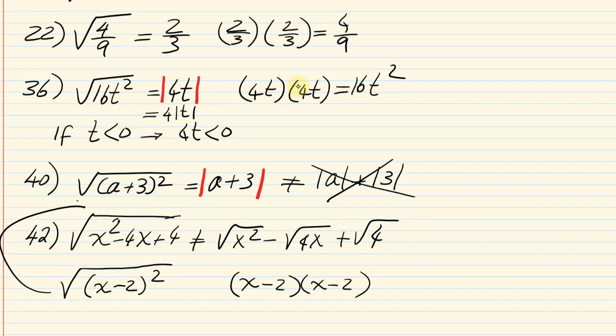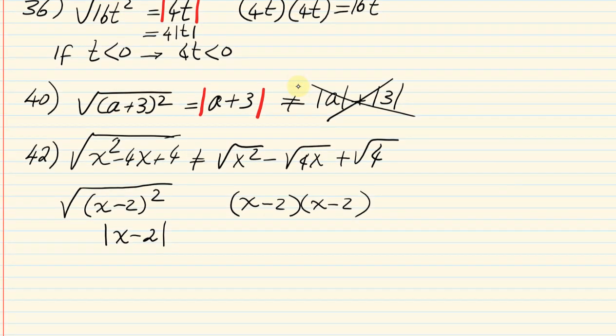And now this looks kind of like that one, doesn't it? Once we manipulate it a bit, the answer is going to be the absolute value of x minus 2 again. The reason for absolute value is because the answer has the potential to be negative, and the radical symbol, the square root symbol, means positive root.